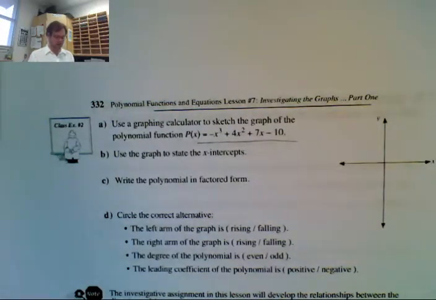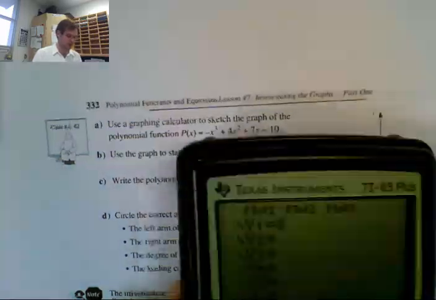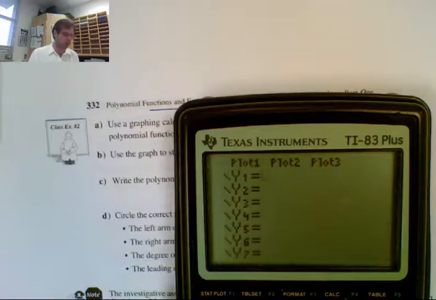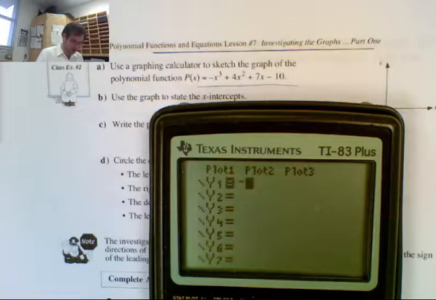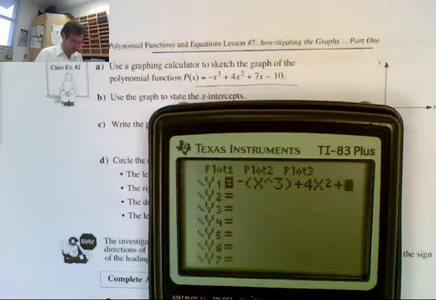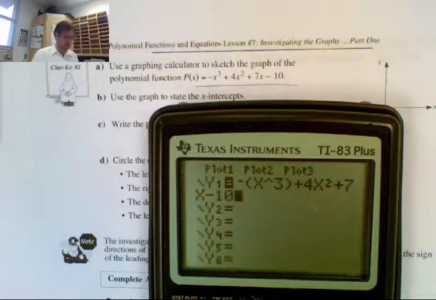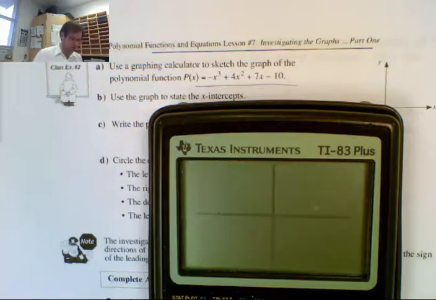So I'm going to quickly plug this into my graphing calculator, turn it on, get into my y equals, and plug in this equation here. We have negative bracket, and we want x to the power of 3, plus 4x squared, plus 7x, and then subtract 10. Make sure right here we use our negative sign and not the subtraction sign. And we graph it.